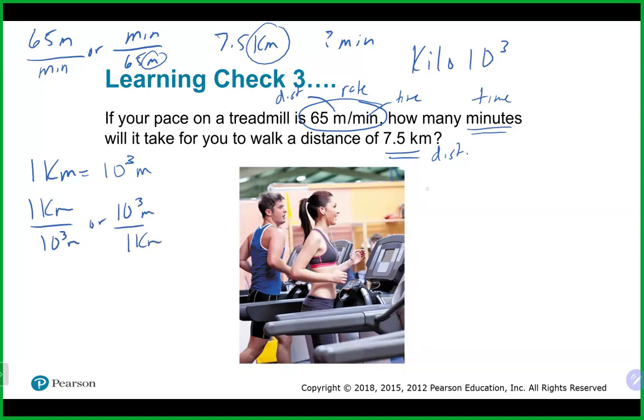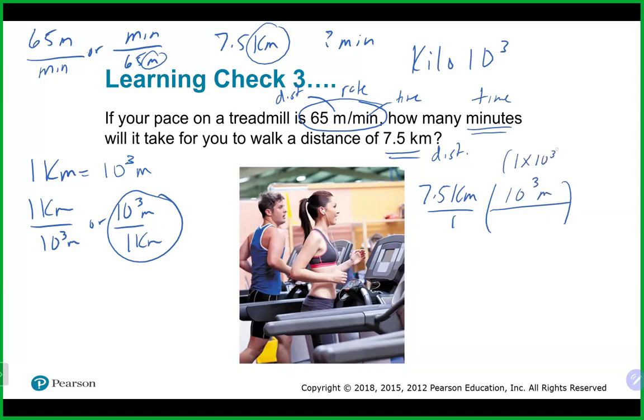So starting with my 7.5 kilometers, again, kilometers are up on top, so we're going to go opposites to cancel. That will give us 10 to the 3 meters, which once again is 1 times 10 to the 3.